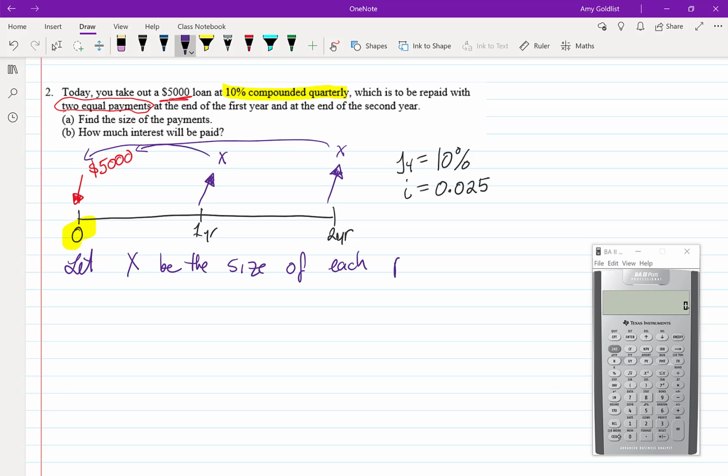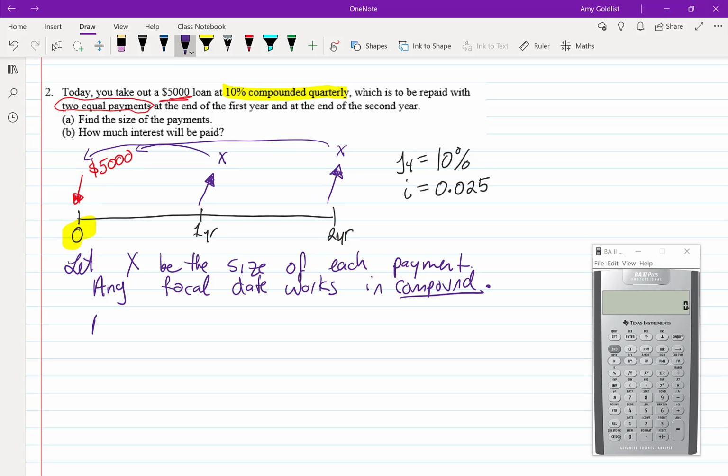So X is the size of each payment. And I'm going to put a note. Any focal date will do in compound interest. This isn't true in simple. Simple interest is not as elegant, and it does matter where we choose the focal date. So the two people that are arranged in the lending have to choose one together.